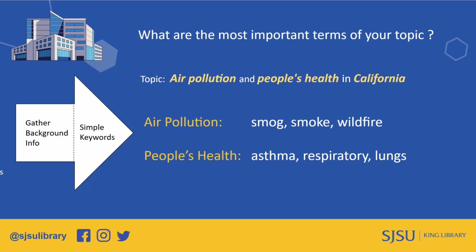For example, air pollution, you're going to need to zero in on something a little bit more specific, like smog, smoke, or wildfire. For people's health, that's also a broad general term. Try to focus on something specific within people's health that is going to be affected by a specific type of pollution. For example, asthma, respiratory, or lungs.